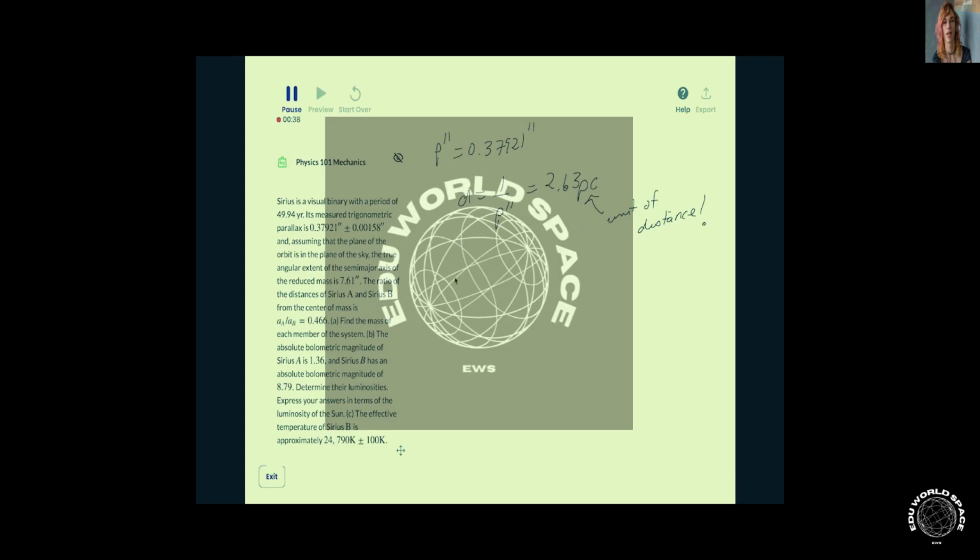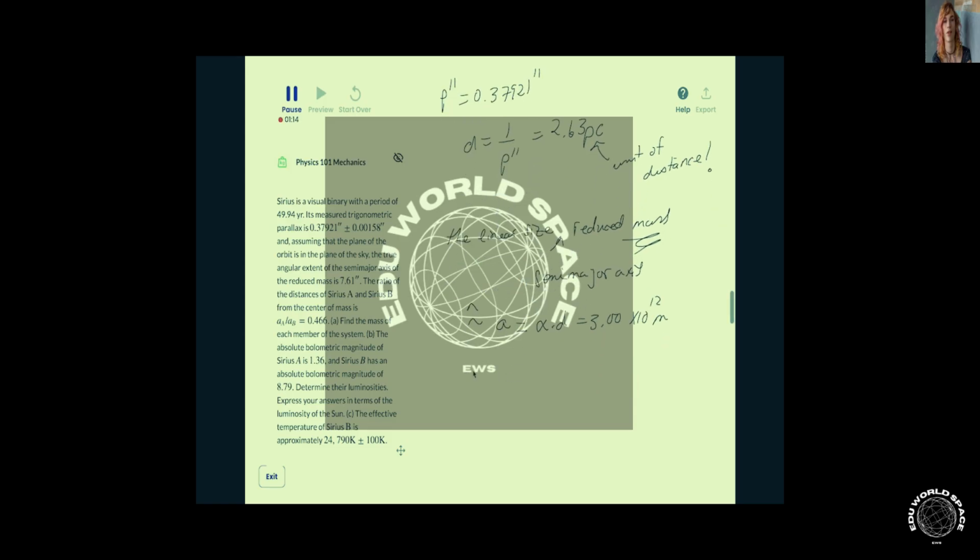So basically, this means that the linear size of the semi-major axis of the reduced mass is pretty much equal to a, which equals alpha times d. Plug everything in, and you get about 3.00 times 10^12 meters.